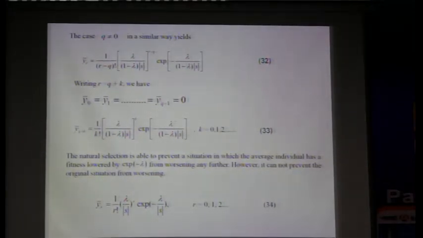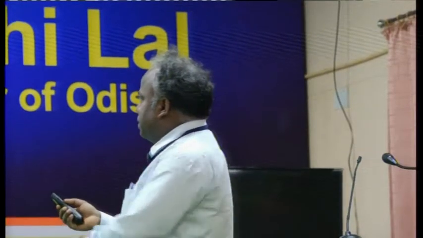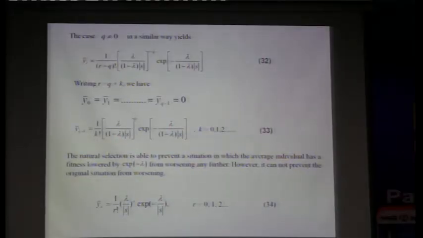Okay, so the conclusion of this equation 33 also: natural selection is able to prevent a situation in which the average individual has a fitness lowered by this exponential e to the power minus lambda from worsening any further. However, it cannot prevent the original situation from worsening. That means when the defects are very few, or when at the beginning there is no defect, natural selection is not going to work at all. But when defects are in the form of a statistical distribution or Poisson's distribution, only then is this natural selection theory going to work.